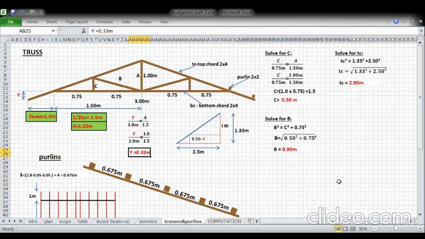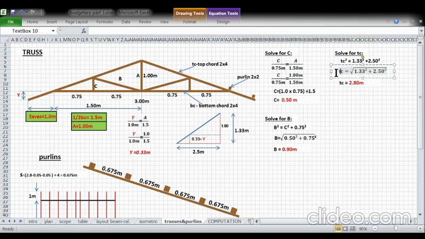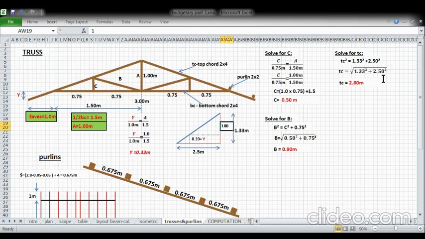So after getting the value of Y, we can now get TC. TC is equal to the square root of 1.33 squared plus 2.5 squared. Where do you get 1.33 here? We have 0.33 here plus 1 meter, so 1 plus 0.33 is 1.33. And 2.5 is 1.5 plus 1 meter. So the ratio of the triangle now is here, 1.33. So this is now TC. TC is the square root of 1.33 squared plus 2.5 squared. TC is 2.8 meters.